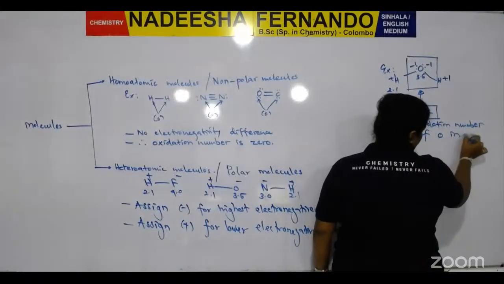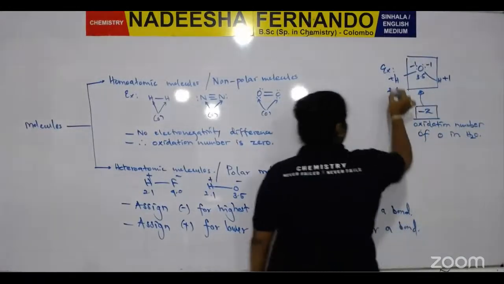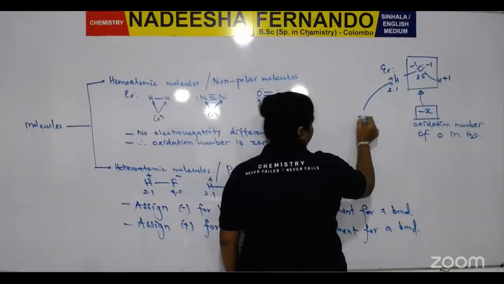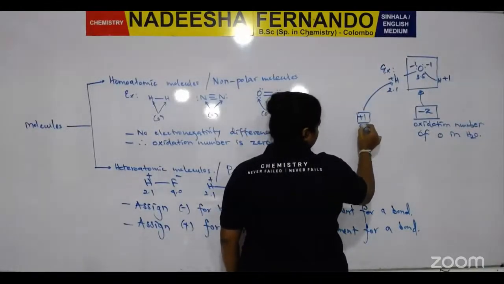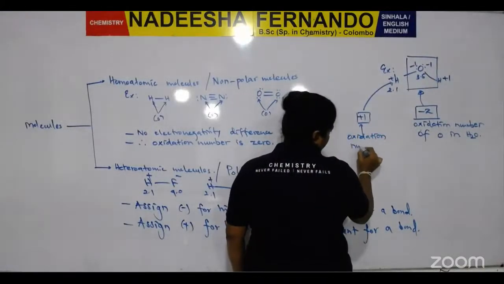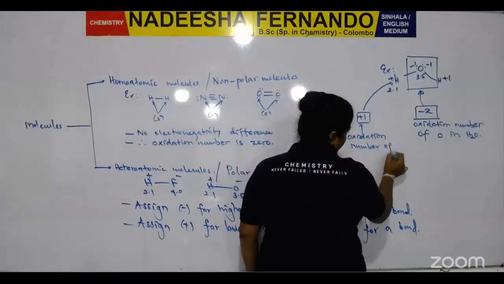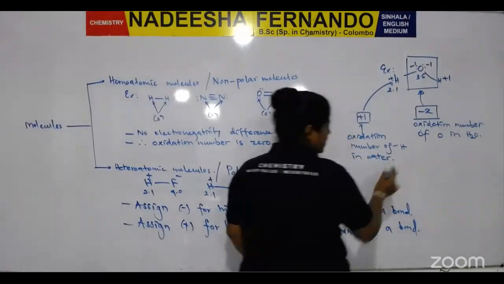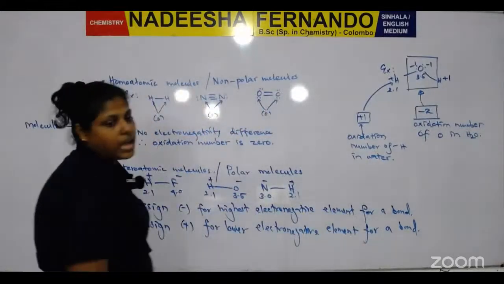So this we call the oxidation number of oxygen in water. Each hydrogen in water takes +1, so this is the oxidation number of hydrogen in water. This is the simple theory we should apply.